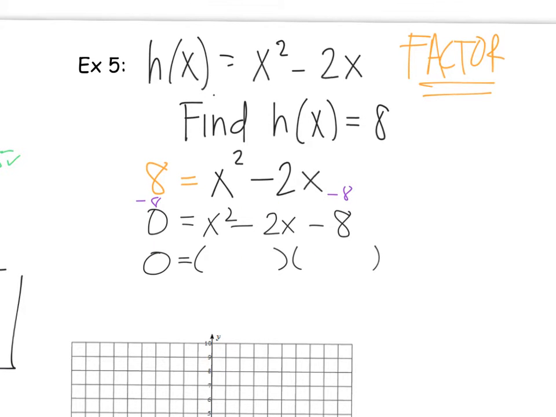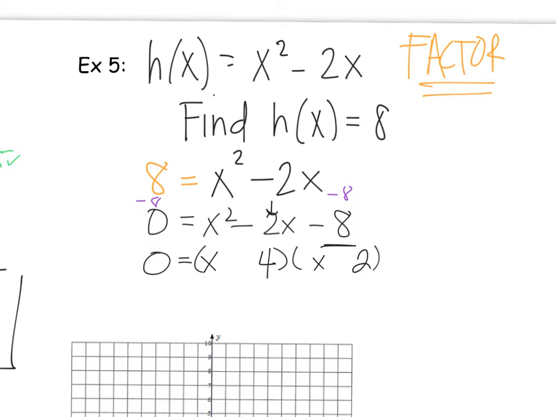What two binomials made this trinomial? So I think about 8, and I'm like, well, that comes from a 4 and a 2, or an 8 and a 1. And I'm trying to make a 2. 4 and a 2, 8 and a 1, I'm trying to make a 2. It looks like I'm probably going to use the 4 and the 2. Let me go ahead and put my x and my x.